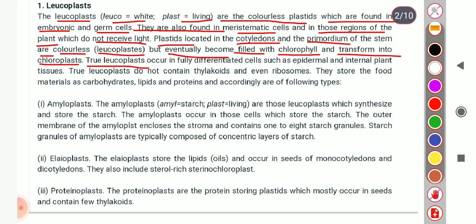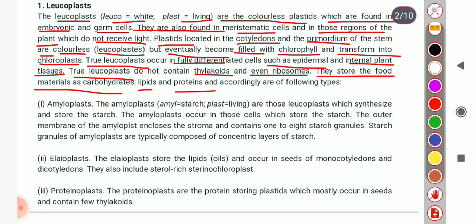True leucoplasts occur in fully differentiated cells such as epidermal and internal plant tissue. True leucoplasts do not contain thylakoid and even ribosome. And they store food material as carbohydrate, lipid and protein.